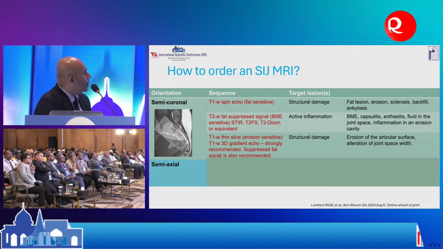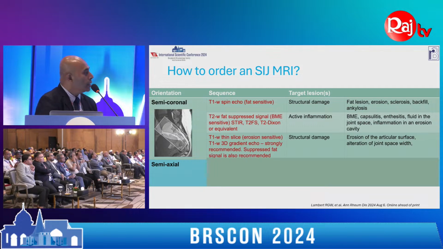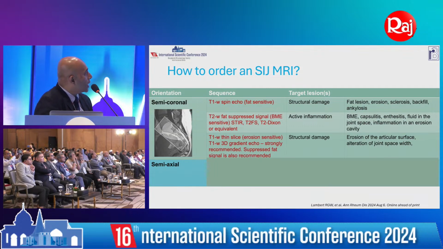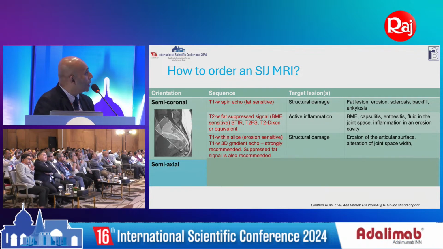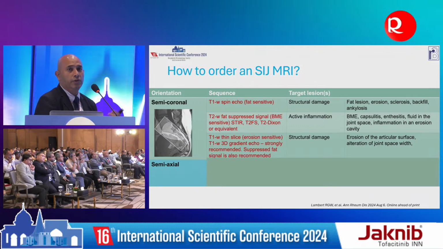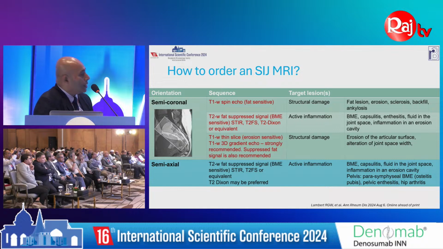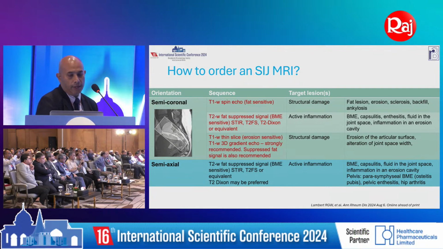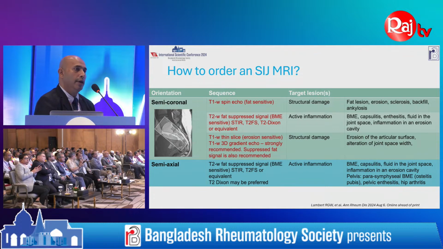And the third one, so I did mention that MRI may not be the best for erosions. Now, the third sequence which should be ordered is a thin slice, which could be a 3D gradient echo, which is strongly recommended in the current guidelines, for the reason of picking up erosions early in the disease. Semi-axial can be just a T2 weighted fat suppressed signal, which can be a BME, and which is essentially to double check on active inflammation.